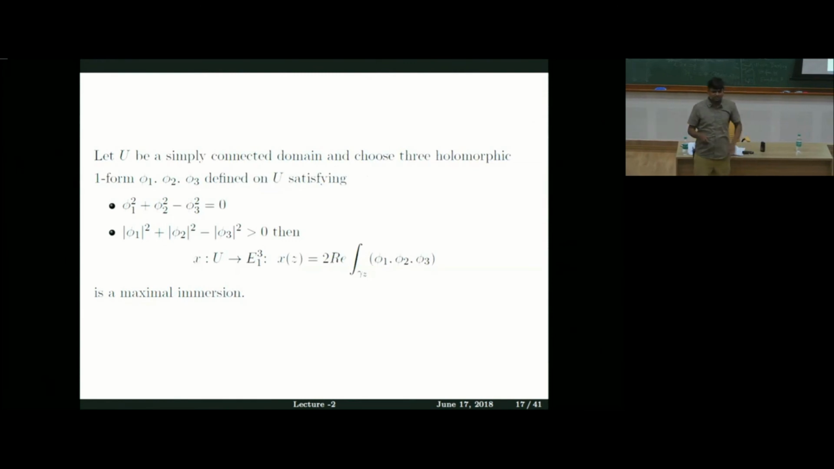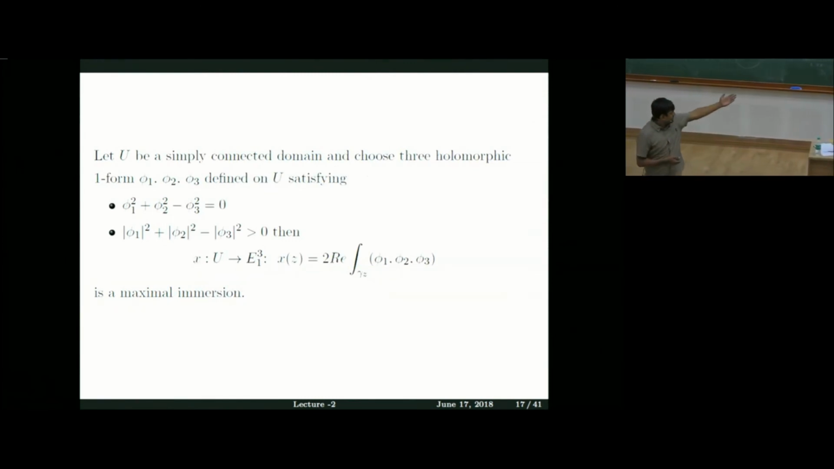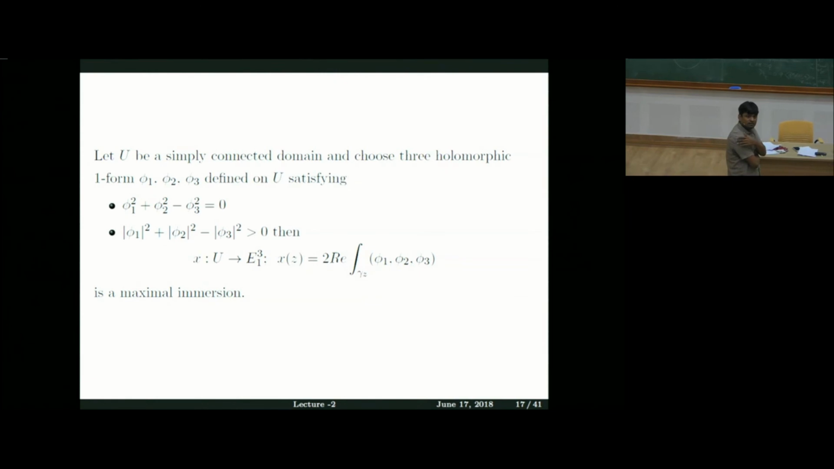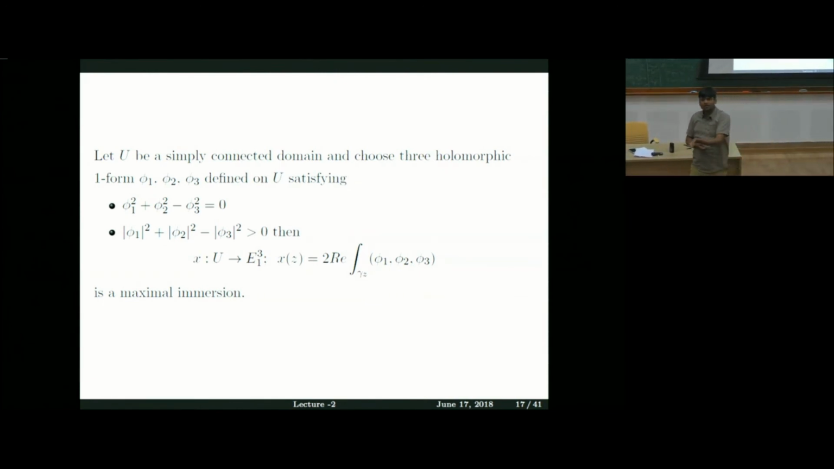Again, it's the same way. You start from phi 1, phi 2, phi 3. If these satisfy the conditions, it is a maximal immersion. It goes both ways. If you start from a maximal immersion, you will get phi 1, phi 2, phi 3.